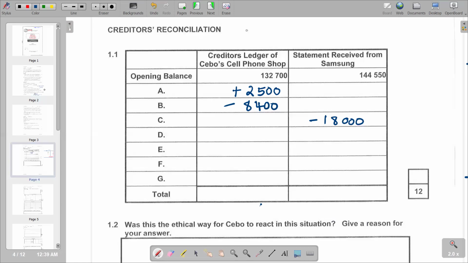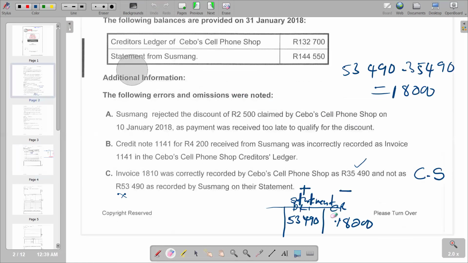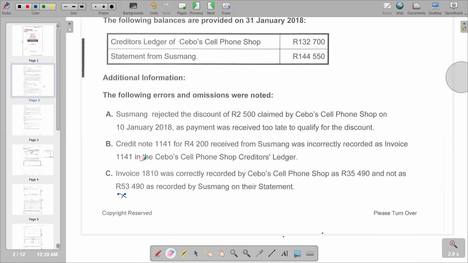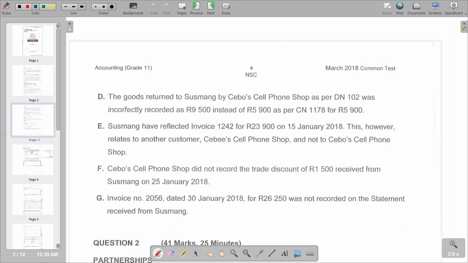Having that, now we move on to our D. Our D reads: the goods returned to Sussman by Sebo cell phone shop as per debit note 102 was incorrectly recorded as 9,500 rands instead of 5,900 rands as per credit note 11784. So we can just check first.